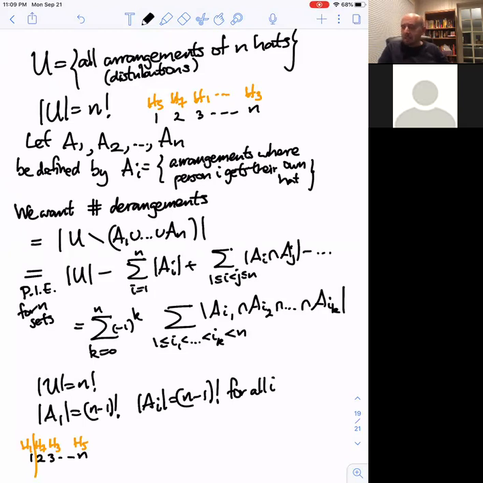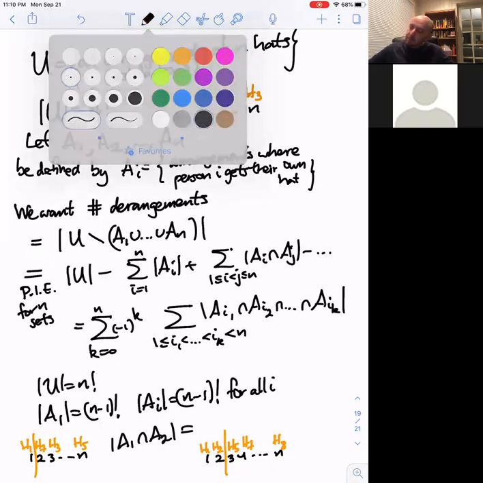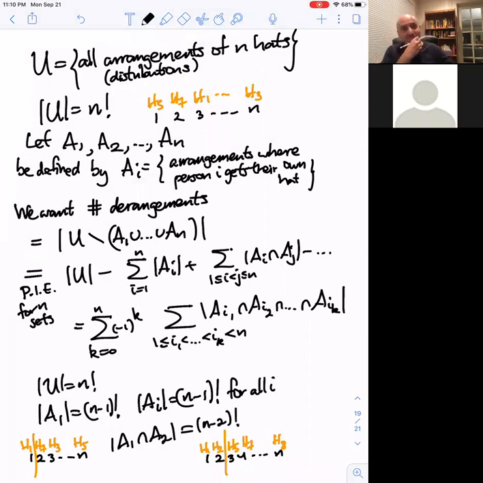Okay. You know what? I think I can count how many arrangements there are when we're in A1 intersect A2, because I can picture that. Here's 1, 2, 3, 4, and n lined up, and we've got these orange hats. I don't know how the hats got to be orange, but anyway, 1 and 2 got H1 and H2, they got their own hat back. And then the rest of them were arbitrary. Who knows what happened? H5, H7, H8. So again, I would just send 1 and 2 off into the corner and arrange these n minus 2 others in (n-2) factorial ways. And in fact, A_i intersect A_j is the same: it's (n-2) factorial.